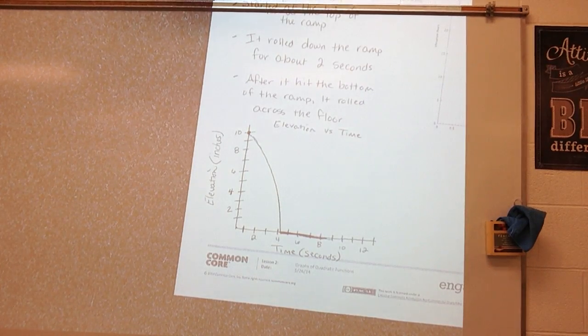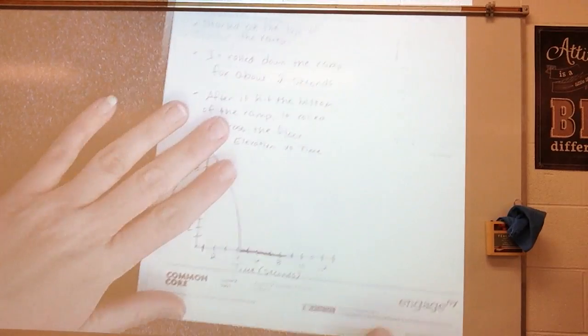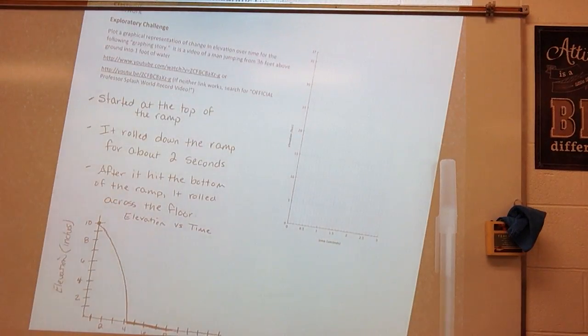Alright, so going back and looking at that, what we are concentrating on here is the man's jump. Alright, so let's think about this for a second. I want you to concentrate more on just the actual jump. So that would be 48 seconds to 53 seconds in the video.